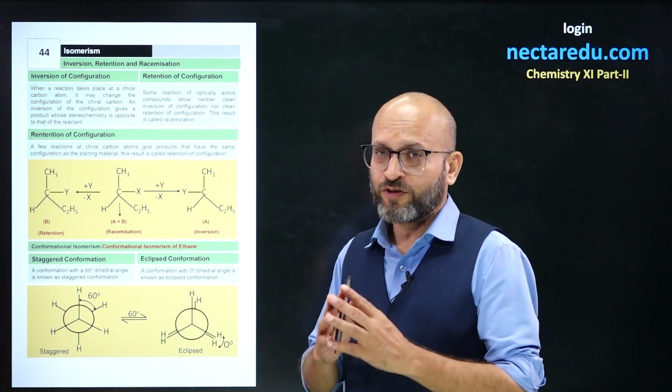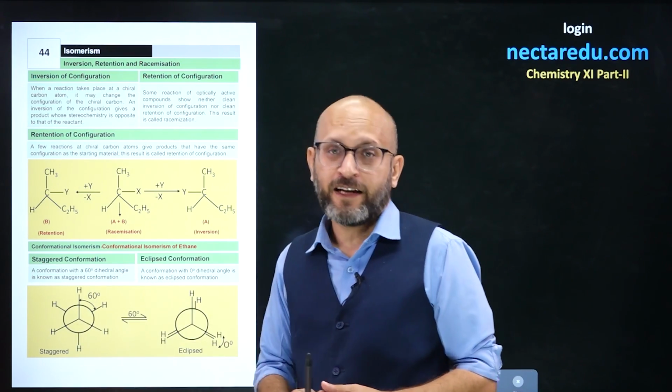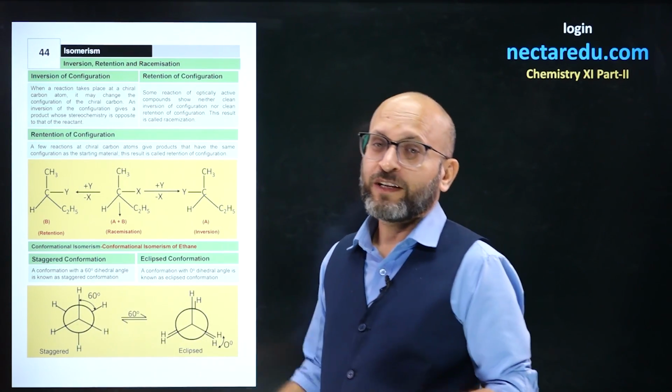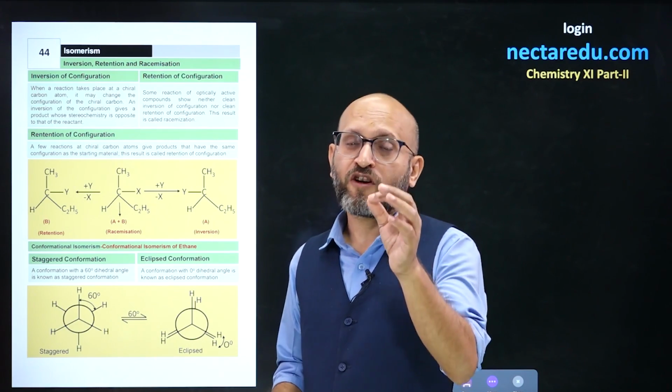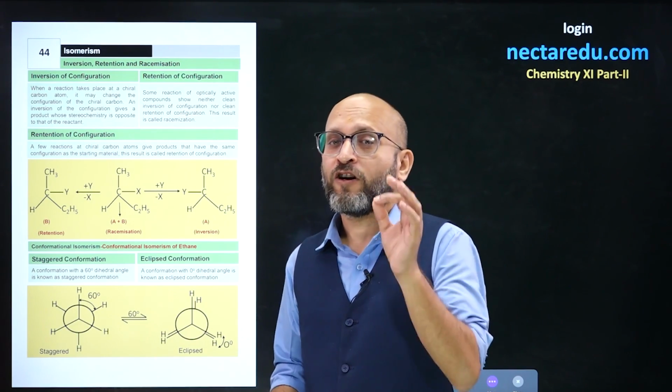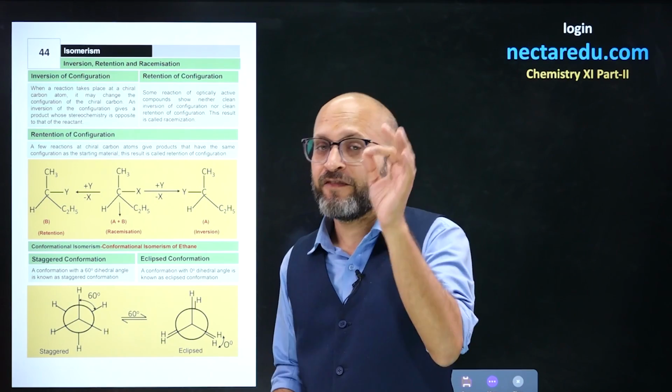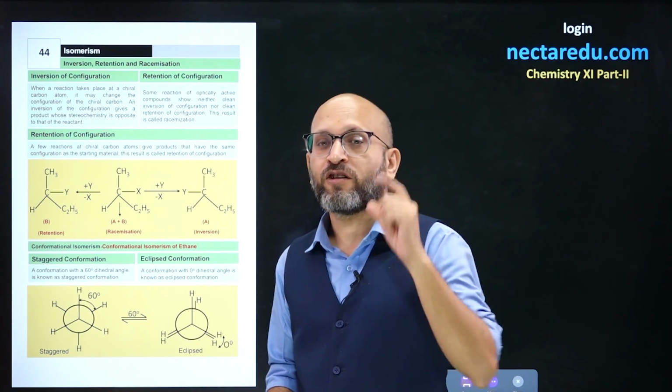I hope you understood, and here we have an ethane molecule. In an ethane molecule, a staggered conformer has a dihedral angle of 60 degrees. That is a very important point that you must always remember.